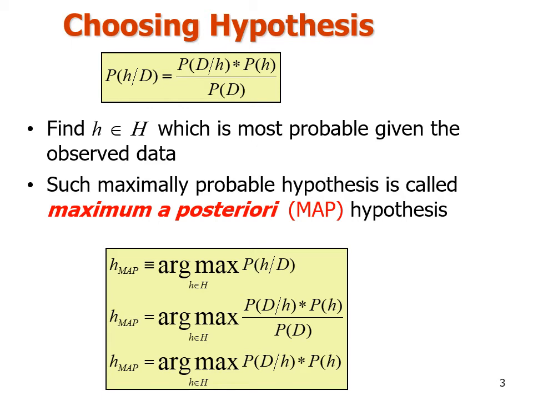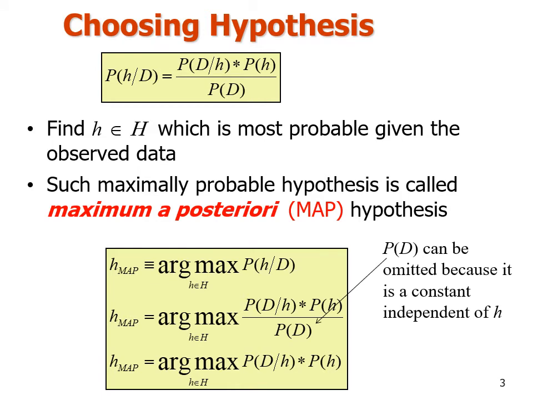Now, if we observe this expression, the term in the denominator is probability of D. We can drop this term because it is a constant which is independent of h, and hence we can rewrite the expression for h map as it is equal to arg max h belongs to capital H, probability of D given H into probability of H.